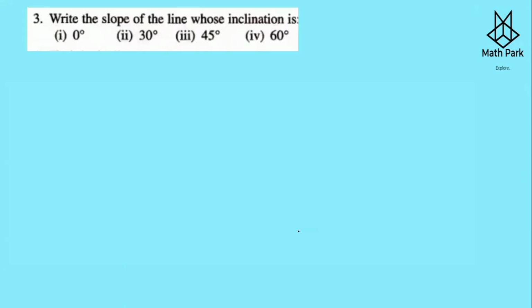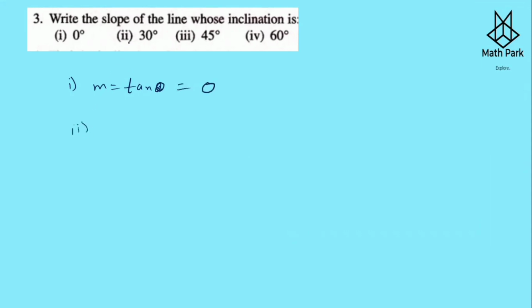Let's solve the problems. Write the slope of a line whose inclination is 0 degrees. First one, inclination is 0 degrees, so m is equal to tan 0. And we know that tan 0 is equal to 0. So the slope is 0 over here.